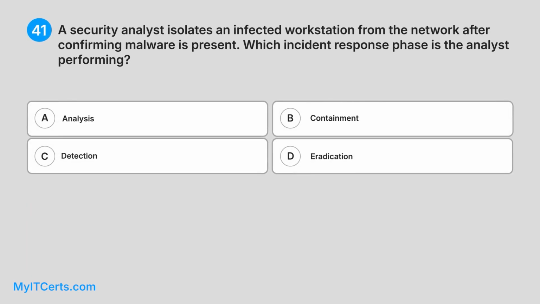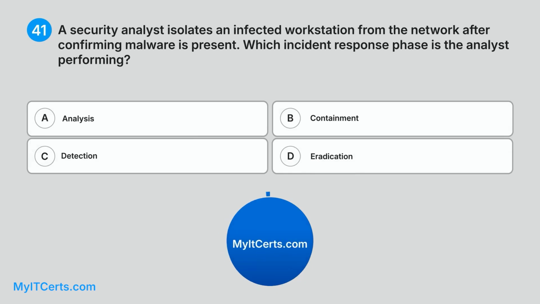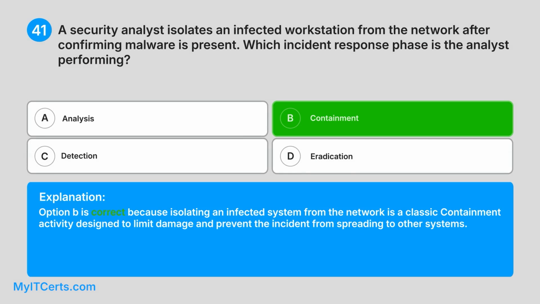A security analyst isolates an infected workstation from the network after confirming malware is present. Which incident response phase is the analyst performing? A. Analysis. B. Containment. C. Detection. D. Eradication. Do you know the answer? Correct answer. B. Containment.